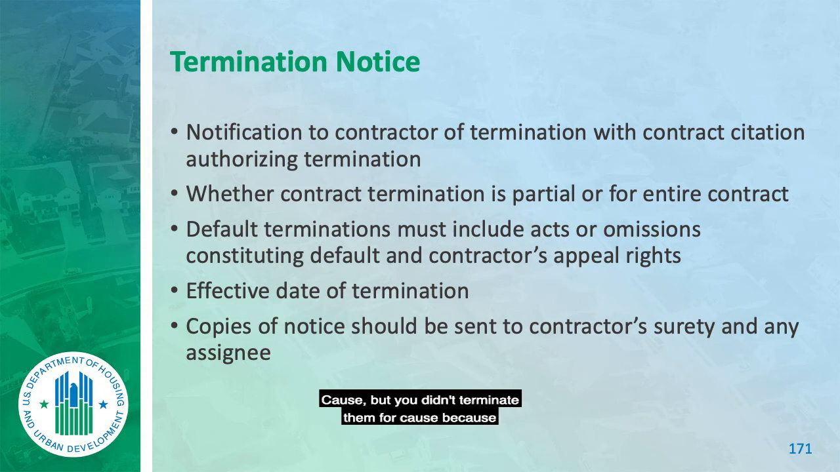Cause, but you didn't terminate them for cause because you don't have the proper contract administration documents, i.e. notices to cure. Now, if you terminate a contractor for convenience, you have to negotiate a suitable settlement for their lost profit for the balance of the contracted period. And how much can profit go as high as? 10%, maybe more. Hold on a minute.